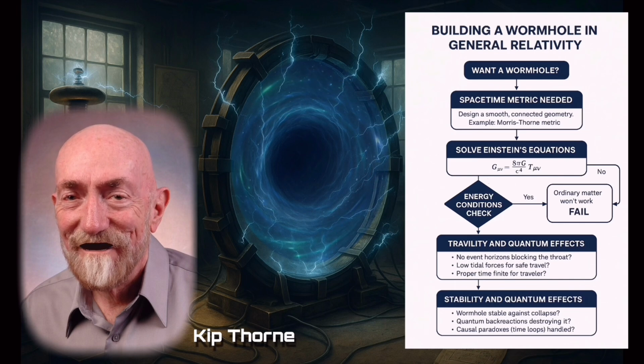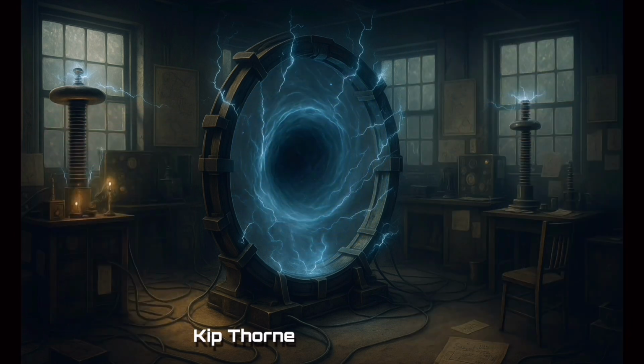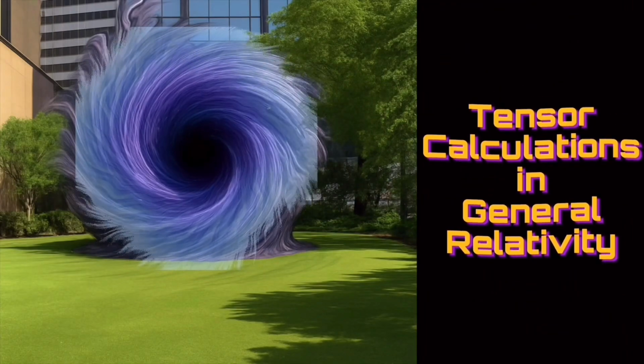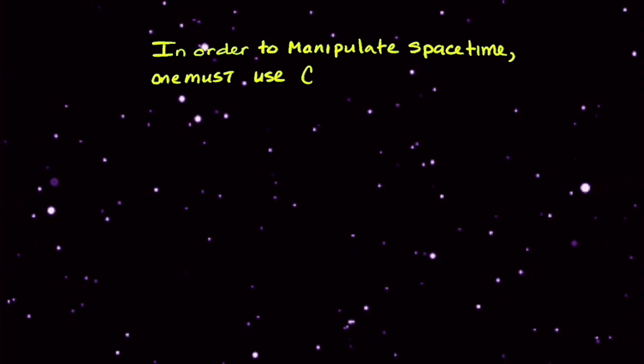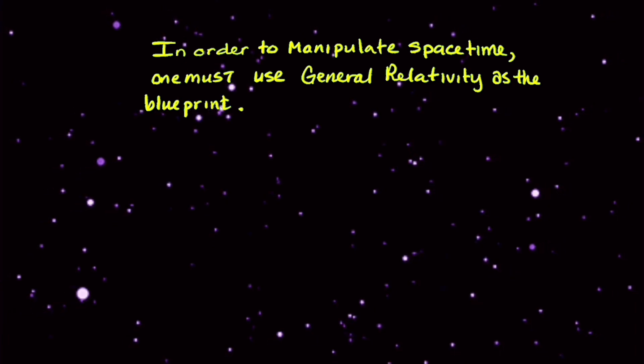So in this video, we will take a look at how to build a wormhole by first considering the general relativistic considerations. In order to manipulate spacetime, one must use general relativity as the blueprint.